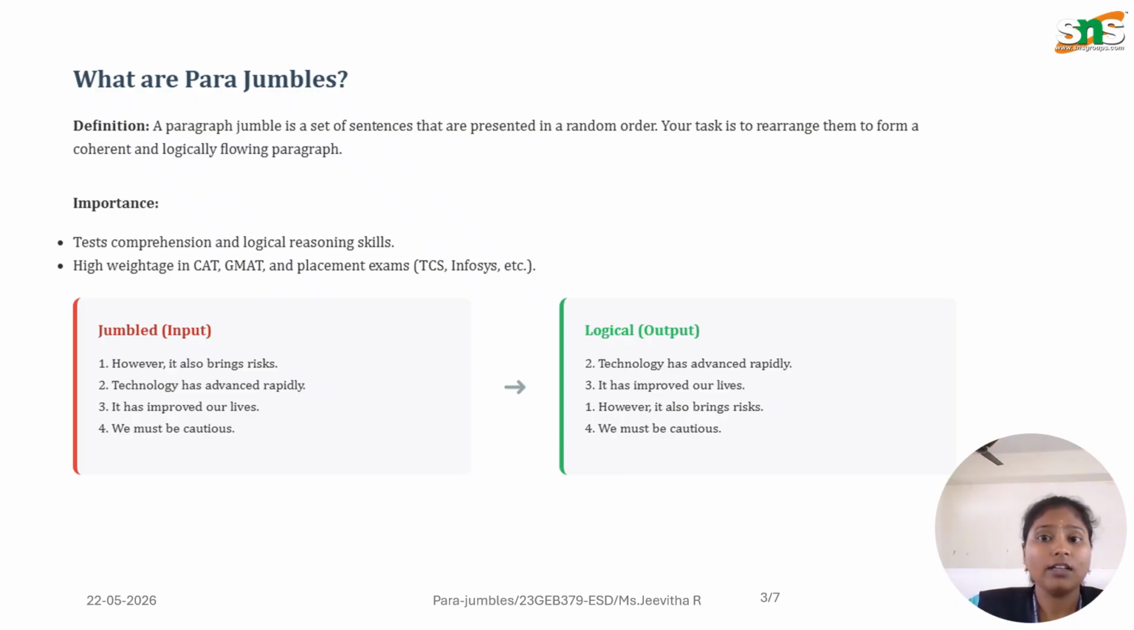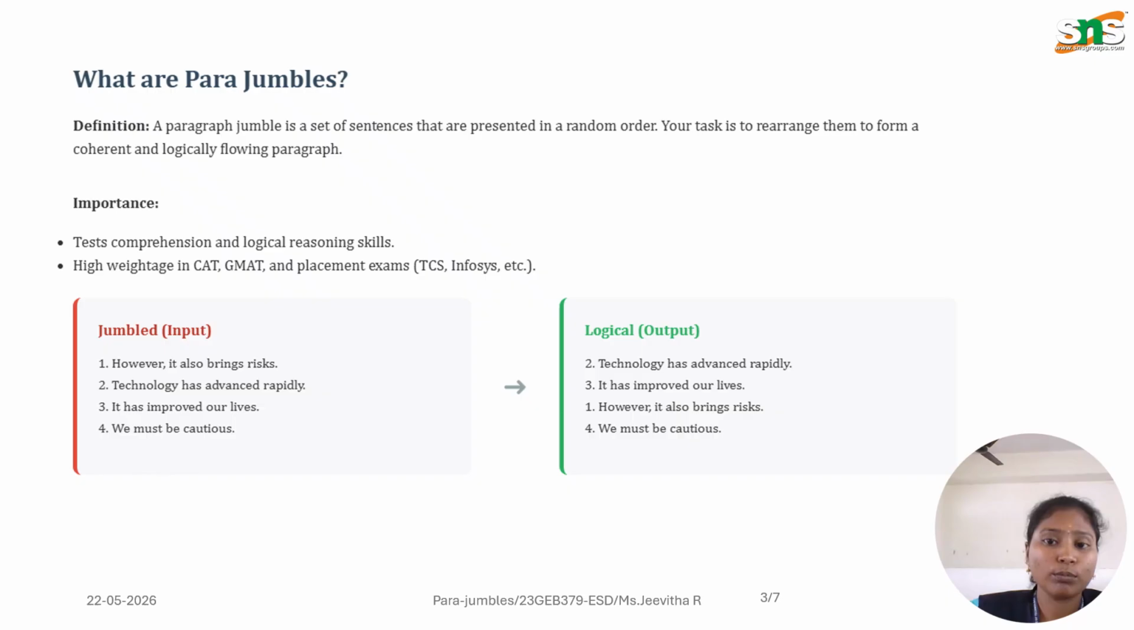In the second slide, let's define what we are dealing with. A paragraph jumble is simply a group of sentences presented to you in a completely scrambled random order. Your task is to rearrange them so they form a smooth, logically flowing paragraph. Why do major placement drives like TCS, Infosys, or competitive exams like CAT and GATE give this topic massive weightage? Because it tests how well your brain handles comprehension and logical order under pressure.